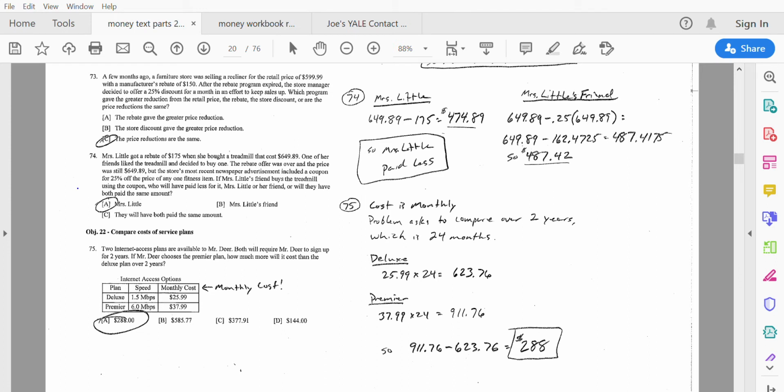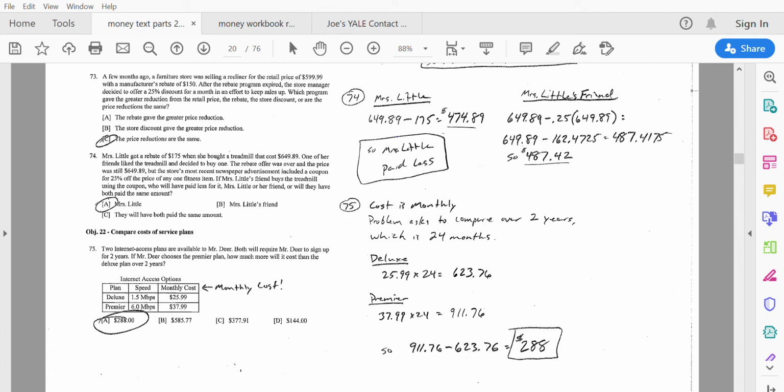So number 75, 2 internet access plans are available to Mr. Deere. Both will require him to sign up for 2 years. So that's going to be important. If he chooses a Premier plan, how much more will it cost than the Deluxe plan over 2 years? So that's the main question we're looking to find, is how much more will it cost? And the other key is we're looking at 2 years. Okay, so we're going to find the cost of both the Deluxe and the Premier for 2 years.